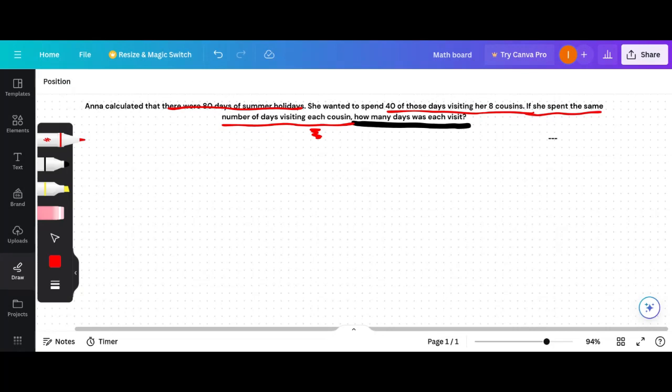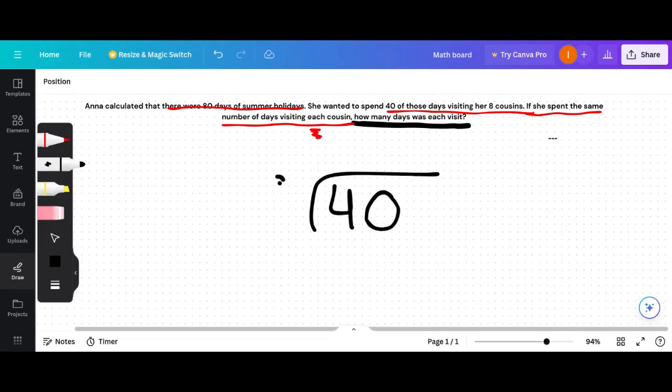So how are we going to solve this? How many days was each visit? Well, there are 40 days and there are 8 cousins. Let's find out how many days were each visit. So 8 goes into 40 5 times, making the answer 5.